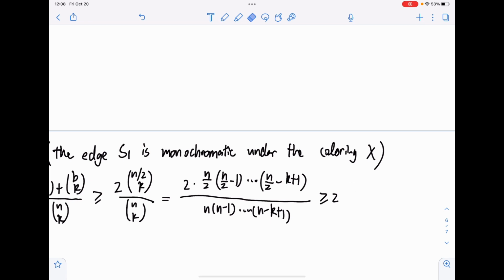And by union bound, we can see that the probability of the random hypergraph having a proper 2-coloring is less than or equal to the sum over all chi of the probability that each chi is a proper coloring.